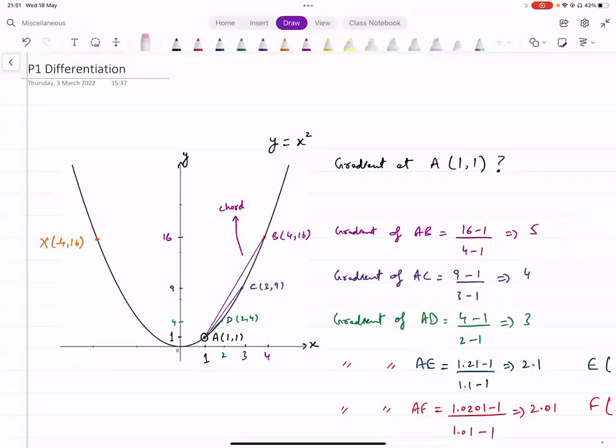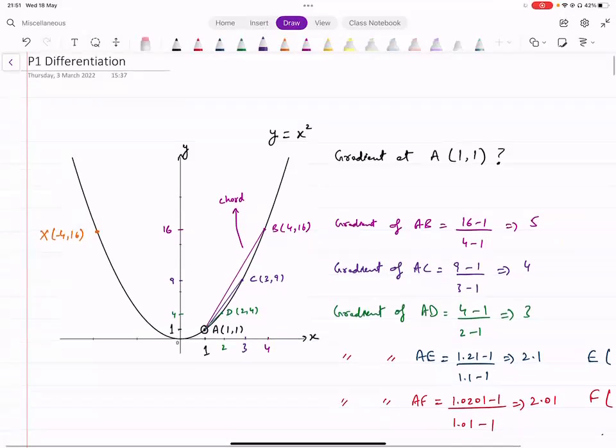Why? Because the tangent at A should have been like this. The tangent at A should be roughly like this. The direction of line AB is completely different, it is steeper. So in order to improve our estimate, we take another point that is closer to A as compared to the point B.